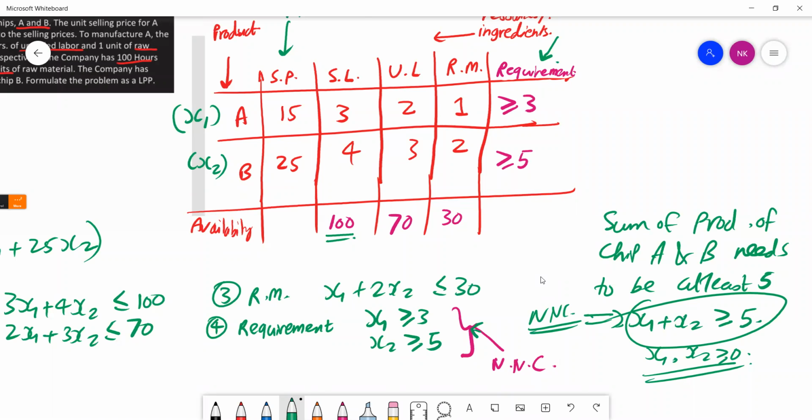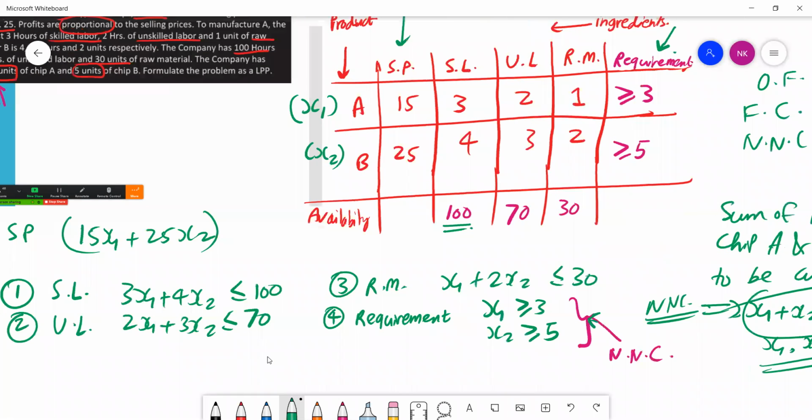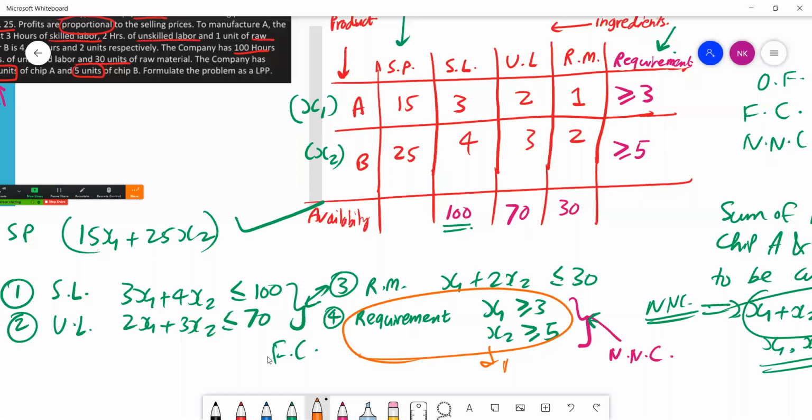So in short, in any mathematical model you would have the objective function, the functional constraints, and the non-negative constraints. Over here, looking at this formulation, this is the objective function. Constraints 1, 2, and 3 serve the purpose of the functional constraints, and this one serves the purpose of the non-negative constraint, because we don't have any other variable associated with them.